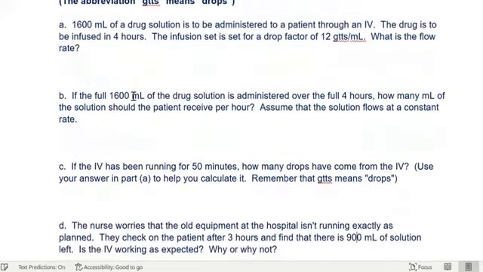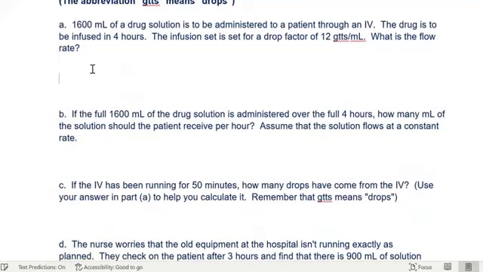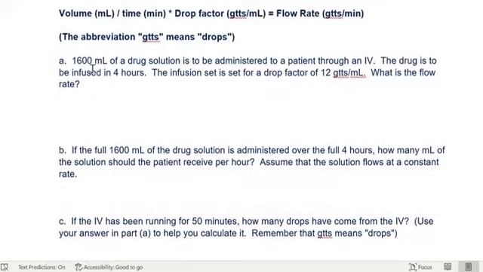Oh, there we go. Okay, try to get my cursor. Can't see it. Okay.